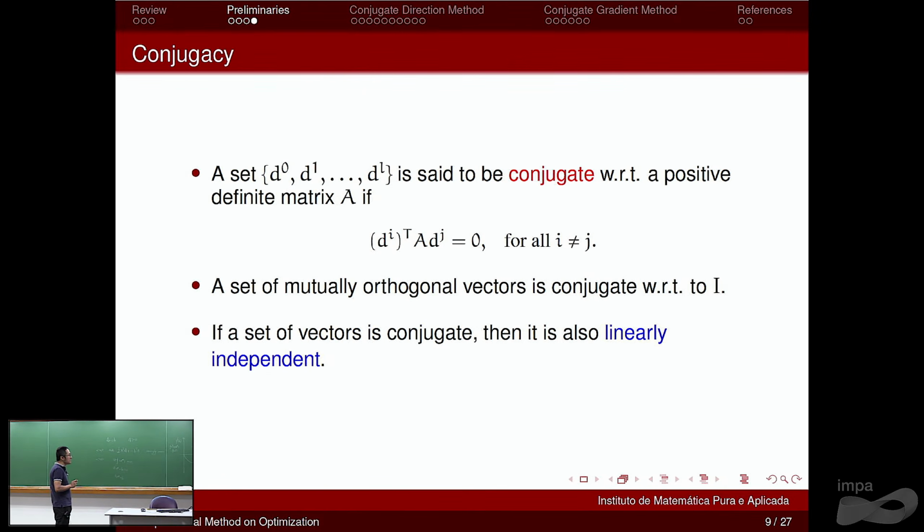Okay, so this is the definition of a conjugate vector set, and we know if a set of vectors is orthogonal, then it is conjugate. If a set is conjugate, then it is linearly independent. Okay, so these are the preliminaries.